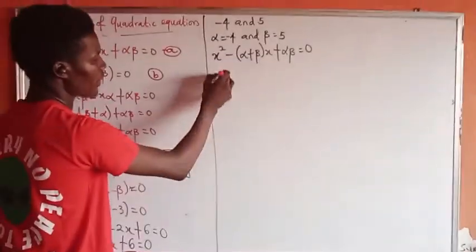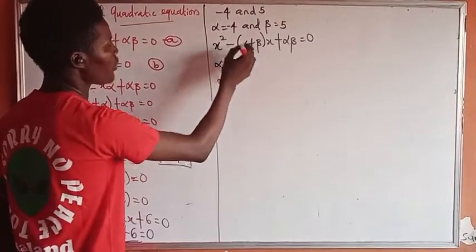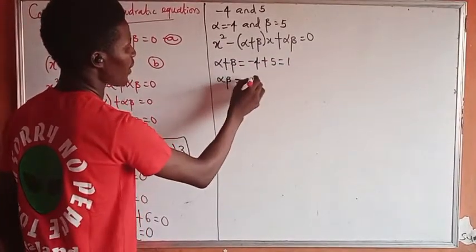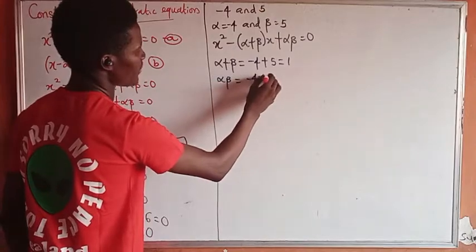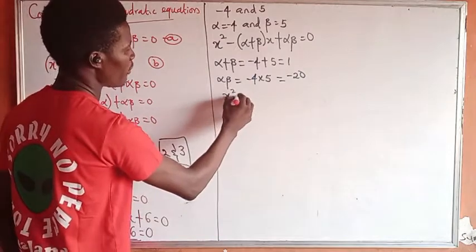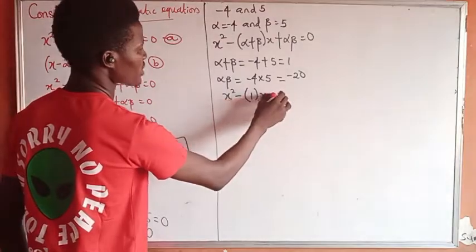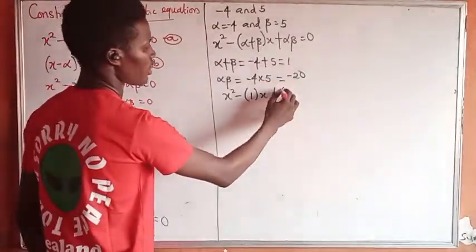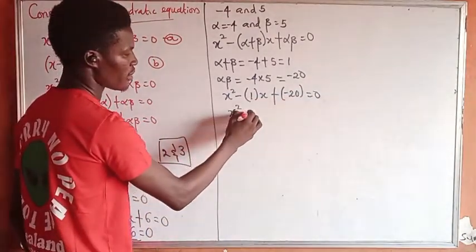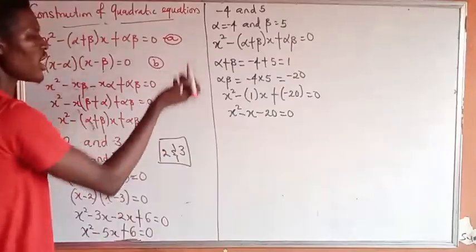So let me work out my alpha plus beta and my alpha beta. My alpha plus beta will be minus 4 plus 5, which gives me 1. And my alpha beta will be minus 4 times 5, which gives me minus 20. So my equation will be x squared minus, my alpha plus beta, which is 1, x plus my alpha beta, minus 20, equals 0. So that will give x squared minus x minus 20 equals 0. So this is how you form the equation.